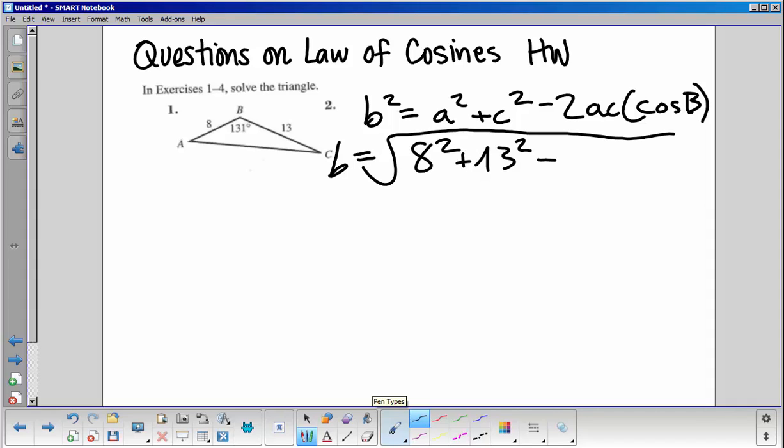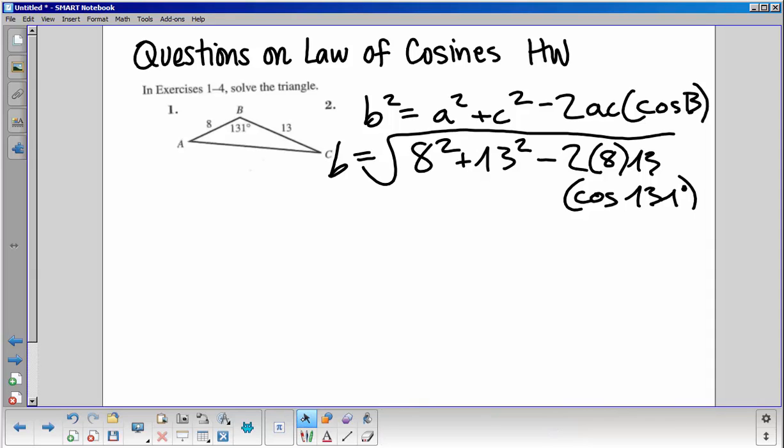So, minus, this is why I got this problem wrong, 2 times 8 times 13. I'm just going to write this down here, times the cosine of 131 degrees. Okay, now hit the pointer, the one down low.